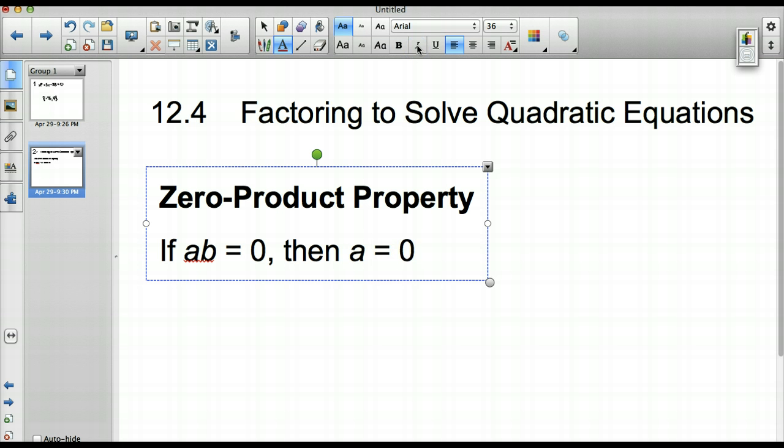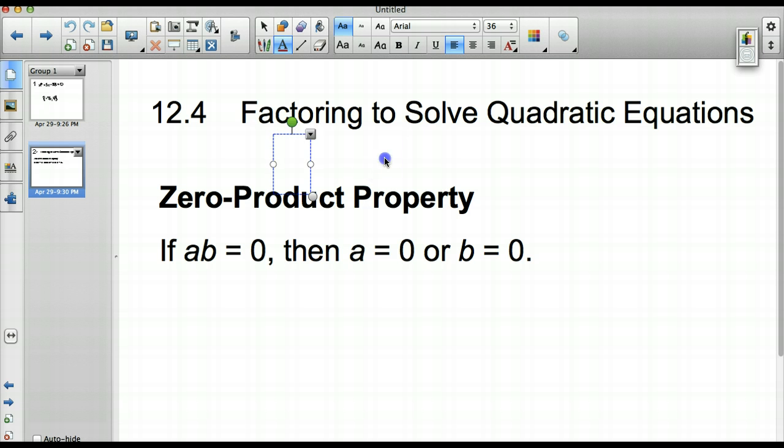So we can say that if A times B equals 0, then A equals 0 or B equals 0. And that right there is what the zero product property says. Okay, if a number times another number is equal to 0, then either the first number is 0 or the second number is 0. Well, we're going to use that in solving our quadratic equations today.